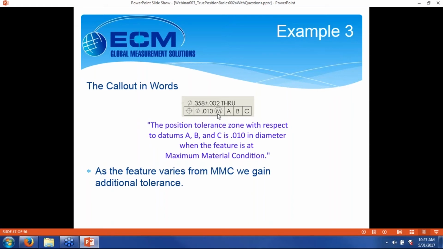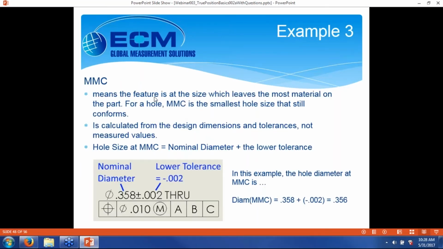So the smallest hole would have this tight tolerance. As the hole gets bigger, the tolerance zone expands. We typically call that a feature bonus or a size bonus, tolerance bonus. And as the feature departs from MMC, varies from MMC, gets bigger, we get extra tolerance. Okay. So for a hole, MMC is the smallest hole size, smallest hole diameter. MMC is always calculated from design dimensions and tolerances. I have seen people try to calculate MMC using measured values, and it's just going to lead to heartbreak.